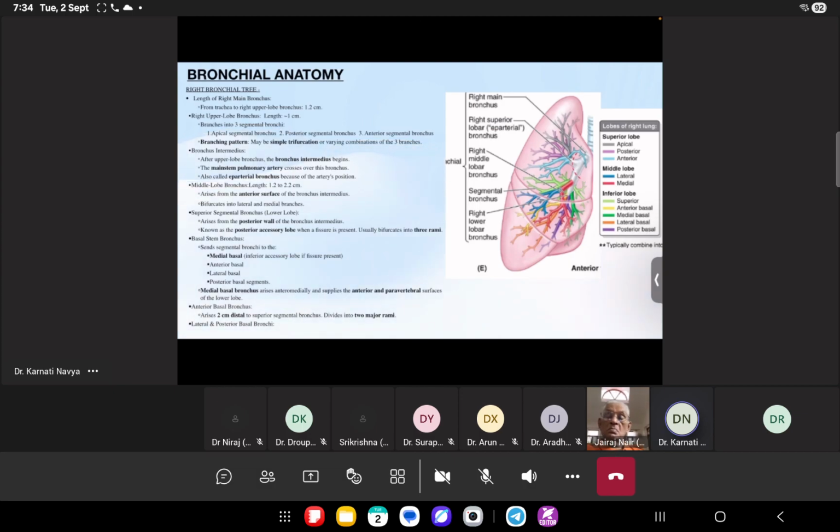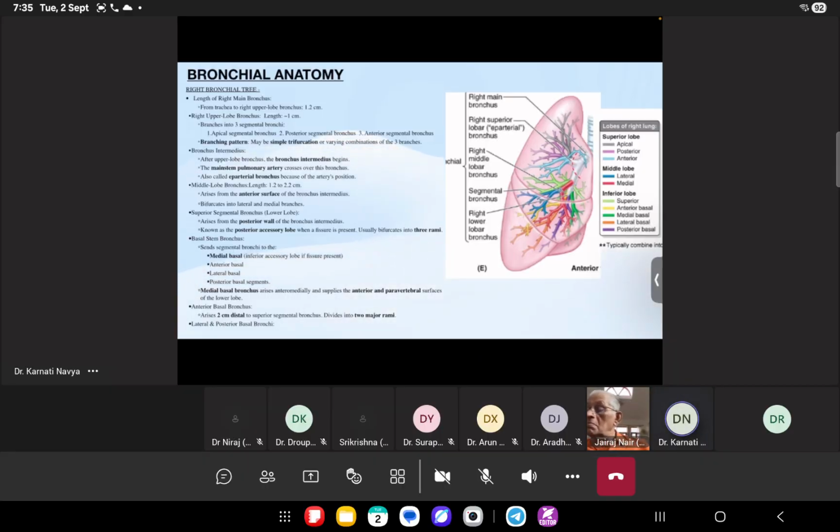Bronchial anatomy. The right bronchial tree is divided. It is almost around 1.2 centimeters in length. The right upper lobe bronchus is around 1 centimeter. It divides into 3 branches: the apical segmental bronchus, the posterior segmental bronchus, and the anterior segmental bronchus. You can see on the picture on the right side, depicted with the color format.